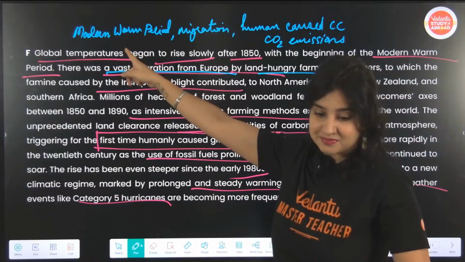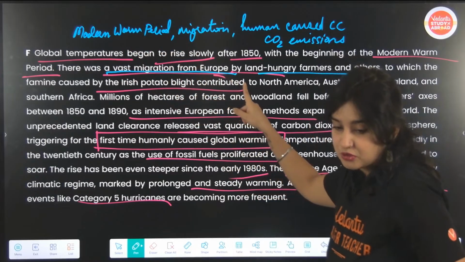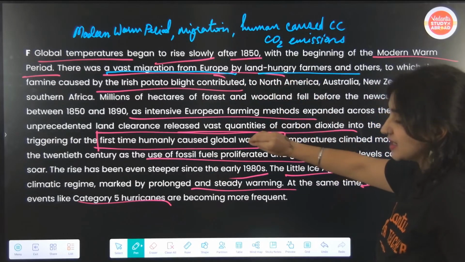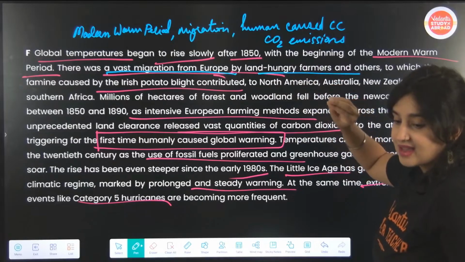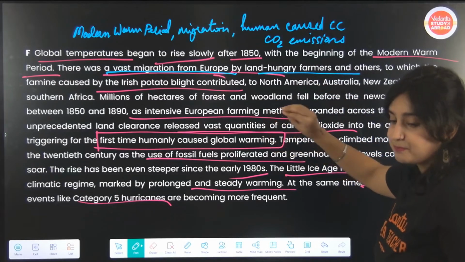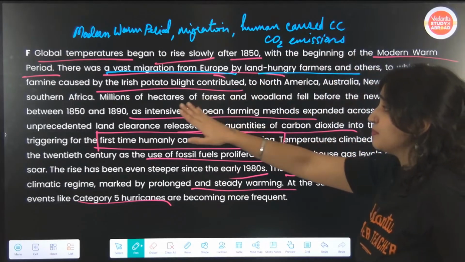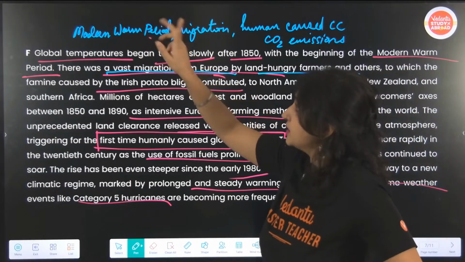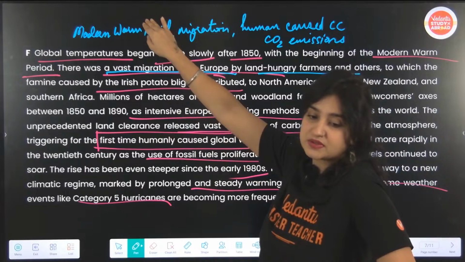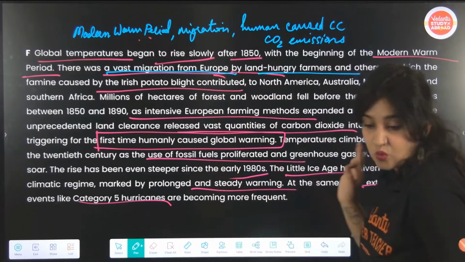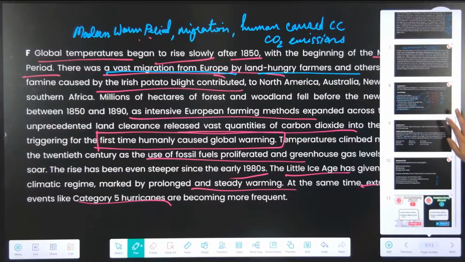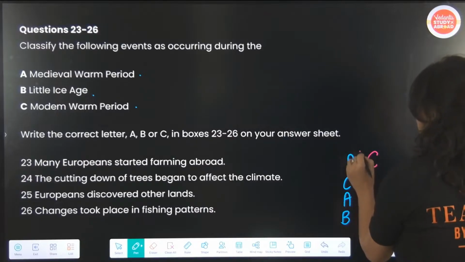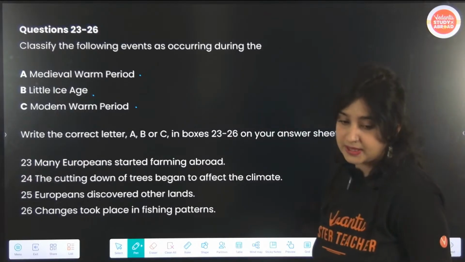Modern warm period. Vast migration from Europe by land-hungry farmers. They are looking for land elsewhere. They are going to other countries where there is more land in order to be able to farm. Because of this, unprecedented land clearance has taken place. When is this event happening? Modern warm period. Don't even have to look at the passage because we have written down the name over there. So what should be the answer for the first one? The answer for the first one should actually be C, modern warm period.